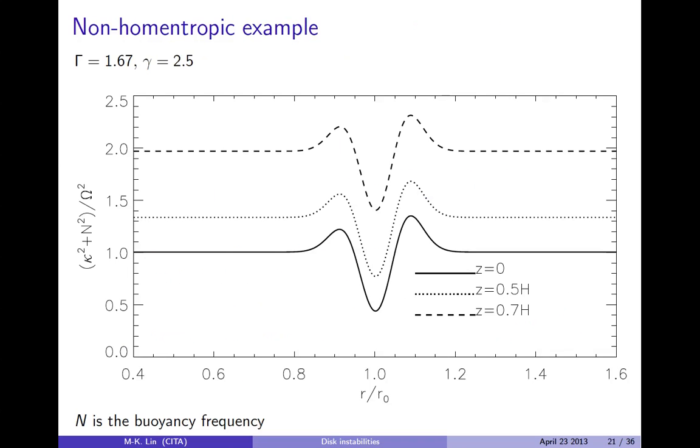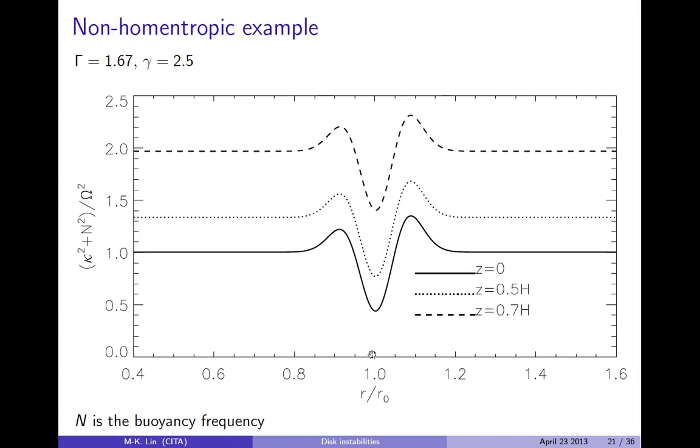So we now go through another example problem. This is the basic state of my adiabatic three-dimensional disk. I've plotted here the epicyclic frequency plus the Brunt-Väisälä frequency squared as a function of radius for three heights: the midplane, solid line, and near the upper disk boundary, the dashed line. This particular quantity, the Brunt-Väisälä frequency, gives rise to this vertical dependence.